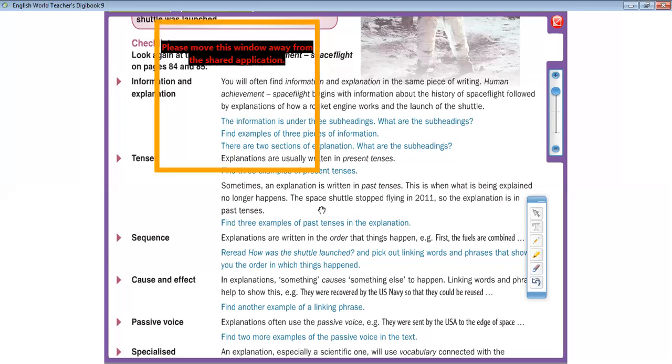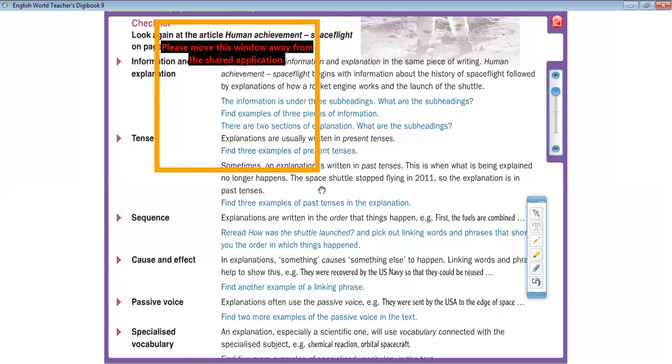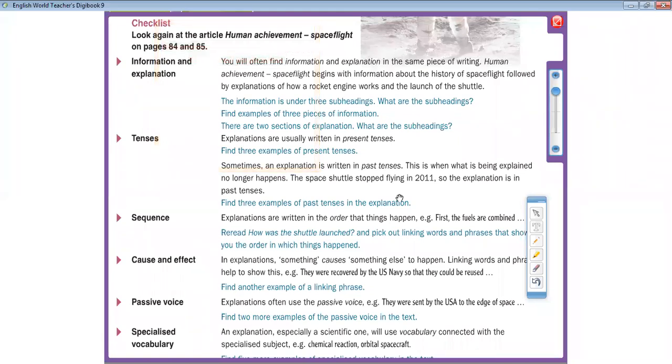Okay, and there are two sections of explanation, the subheadings, and we will continue. بمعنى انه لازم يكون في عندي عبارة عن ترويسة او رؤوس اقلام تحط لي عنوان, then you will have to give me the explanation after that. Okay.